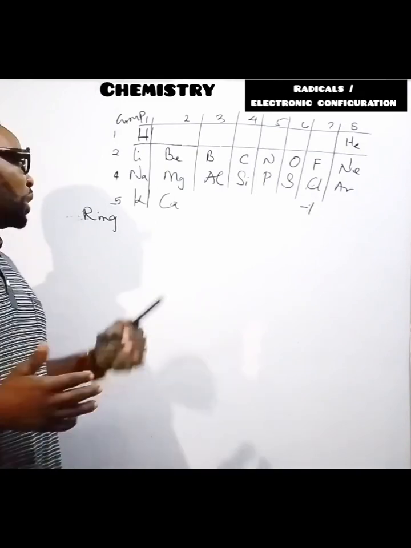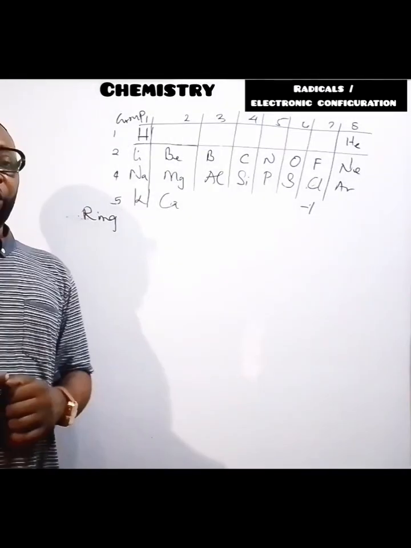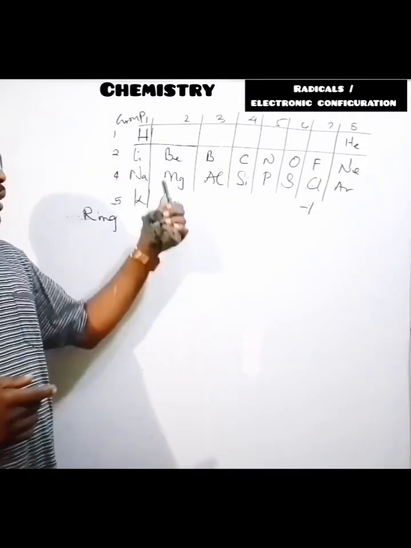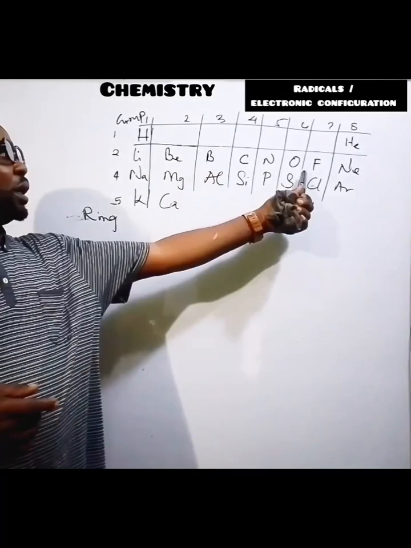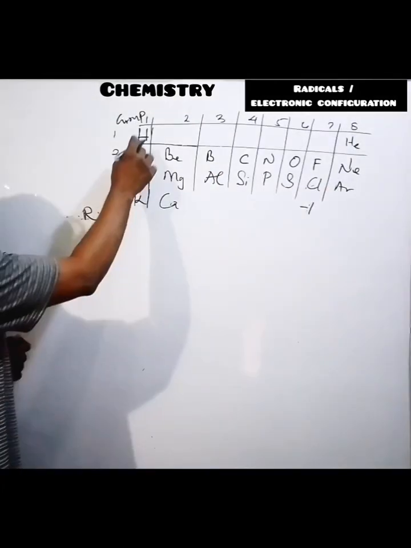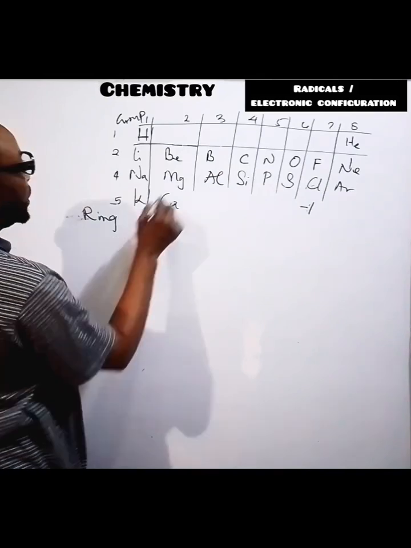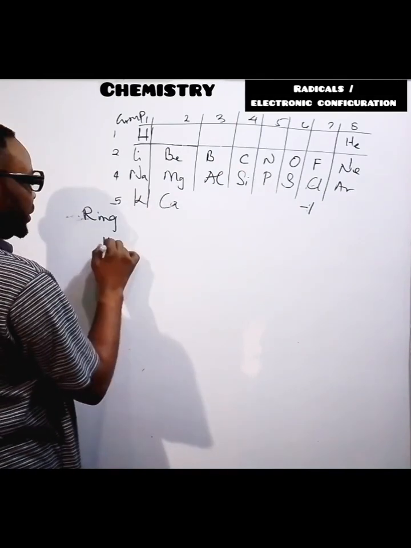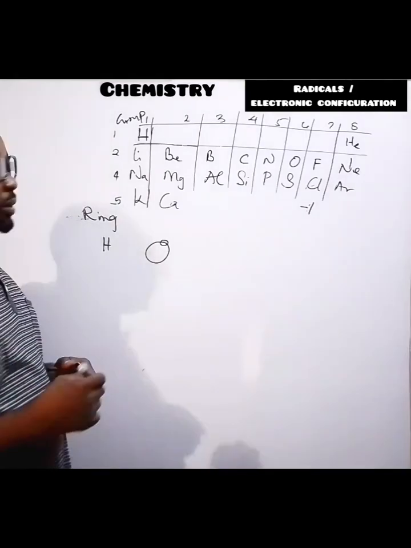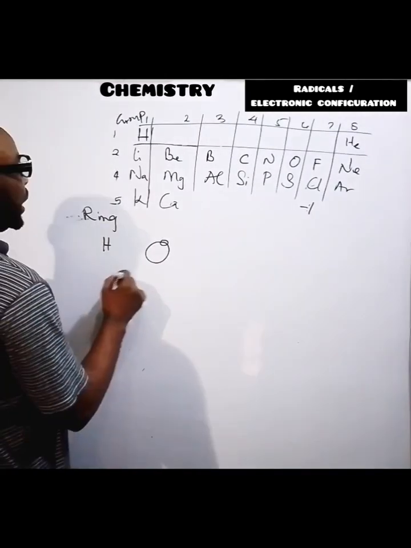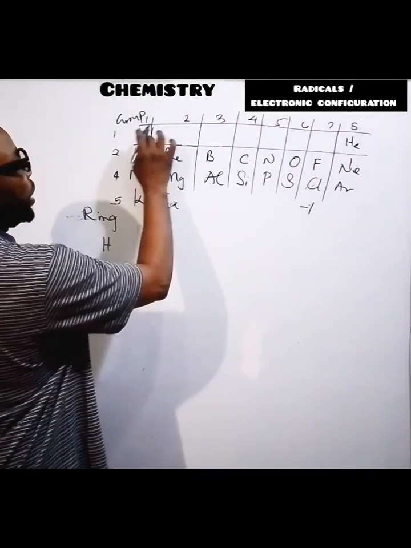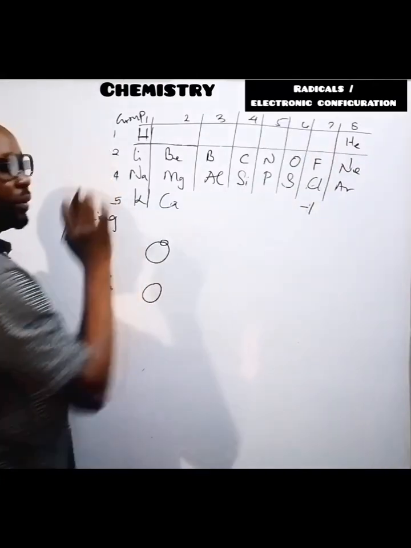So I'm going to try to draw the electronic configuration of a few of the elements in this first 20. For instance, I'm going to draw hydrogen. The ring form of hydrogen will be like this. This is 1 electron. I'm going to draw lithium next. Lithium is 3. You can see 1, 2, 3. That is how you do it.